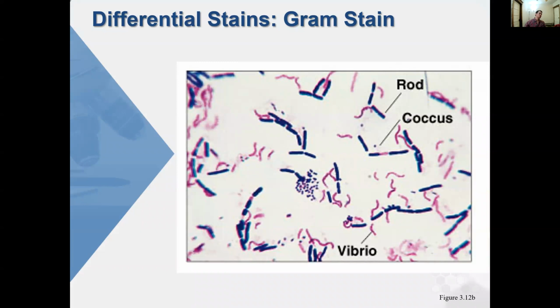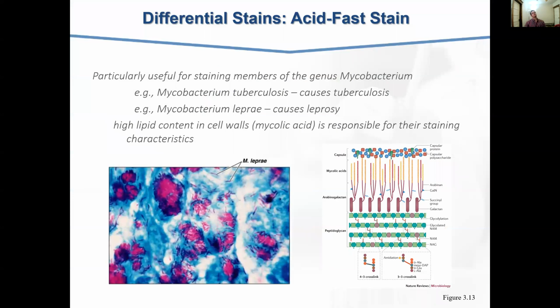And this is what it actually looks like. Again, here you can see the pink ones, and there you can see the more purple or dark blue colorish ones. And that's how we can distinguish between them. Another stain that's often used is an acid-fast stain. This is a differential stain that's used to identify acid-fast organisms such as members of the genus Mycobacterium.